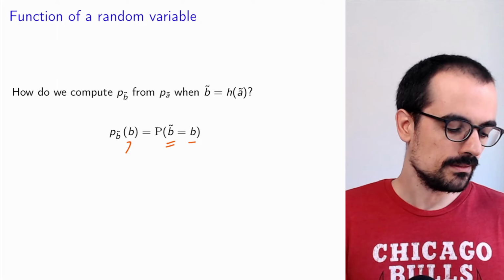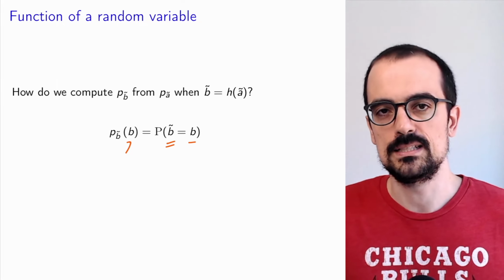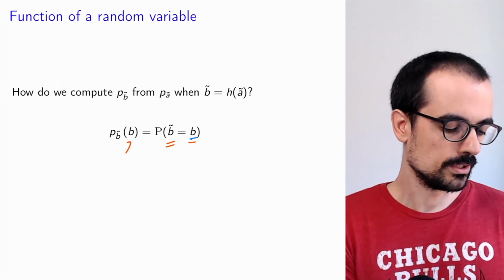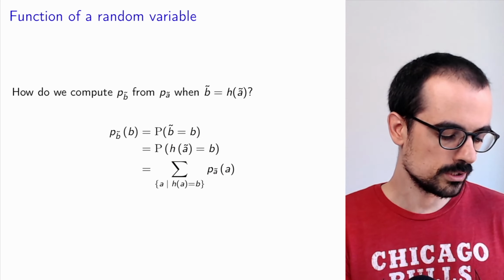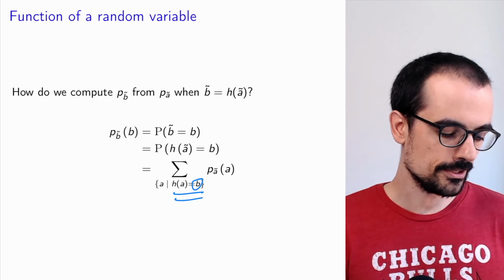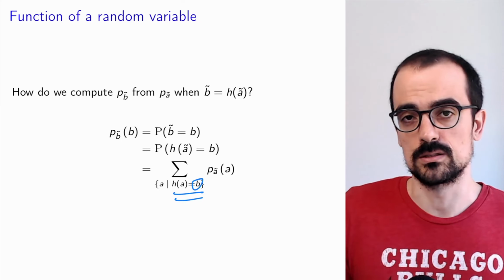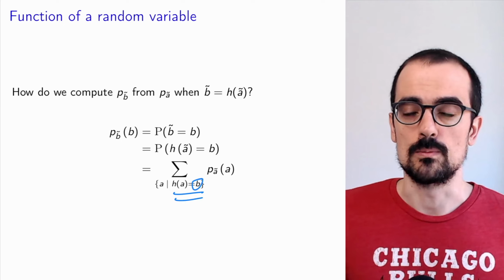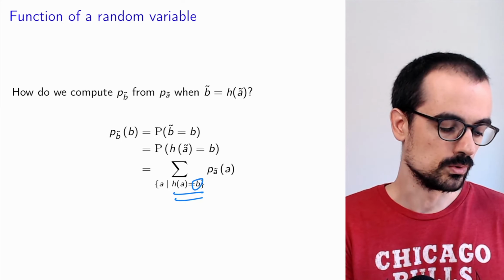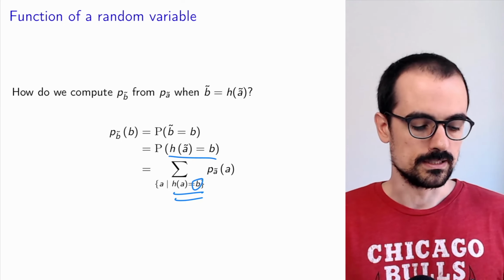But maybe more intuitively, what's the probability that B is equal to this little b? Well, you take all the values that map to that particular value, and you add up their probabilities, because by the properties of probability mass functions, that's going to give you the probability that h(A) is equal to b. Okay, hopefully that makes sense.